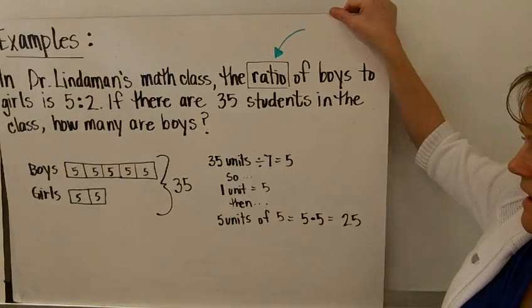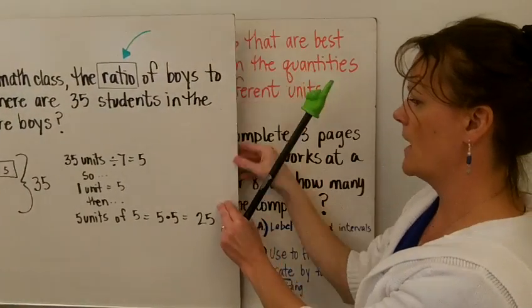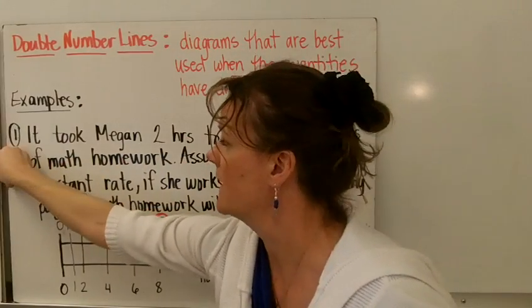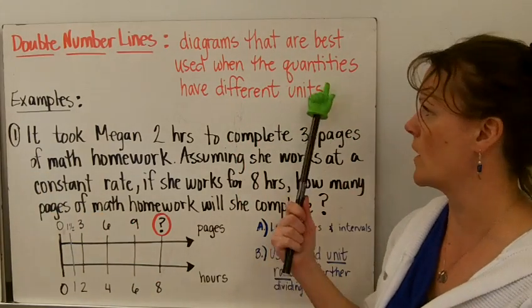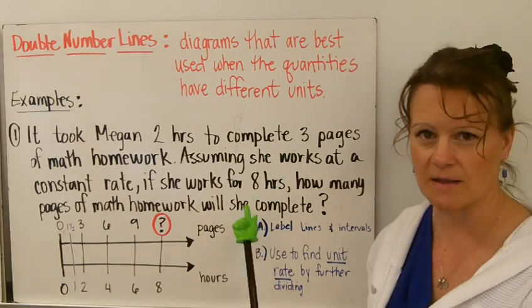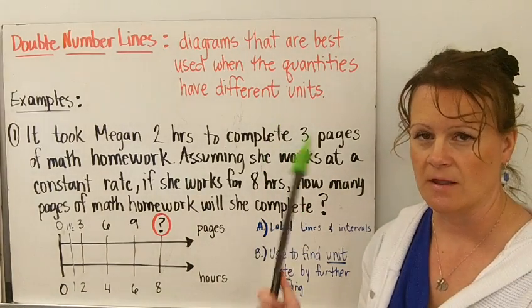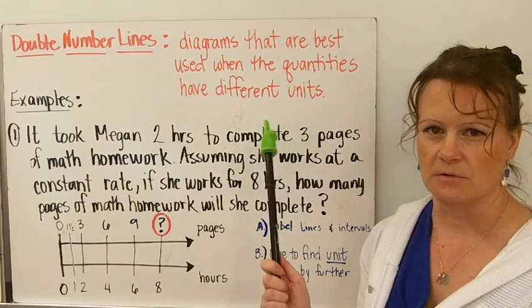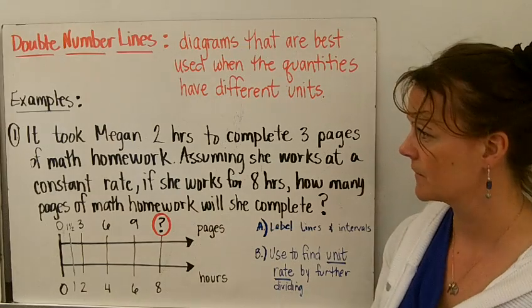Okay, lastly, we're just going to talk about double number lines. Those are also mentioned, if you remember, in the Common Core standards that I just read. And double number lines are just simply diagrams that are best used when quantities have different units. So I tried to give you an example of that here. And in the nails problem that you'll be doing in the module, you'll also have to use a double number line to look at quantities of different units.